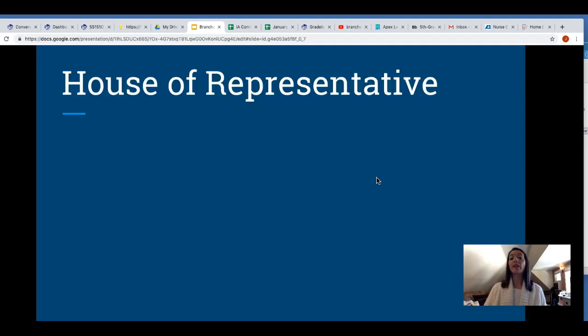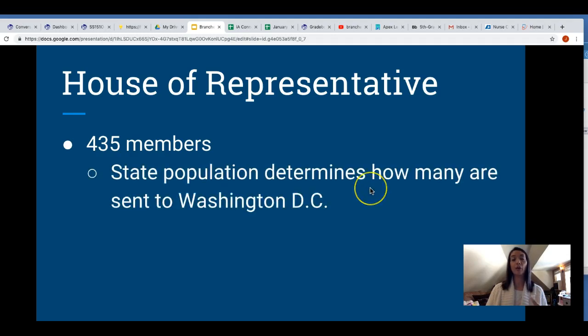Okay? Now the other part, the second part of the legislative branch, the other part of Congress, is called the House of Representatives. They have 435 members. So remember the Senate has 100, and that's because 2 from each state are voted to be senators. Now in the House of Representatives, the number is a little bit different. It's higher, and the rules are a little bit different as far as how you get to be a representative.